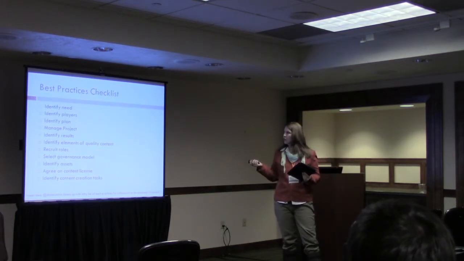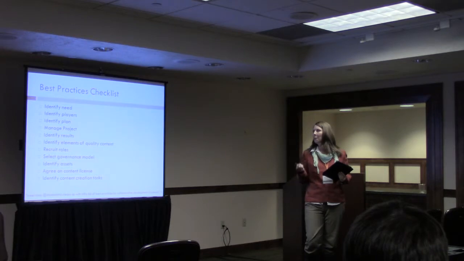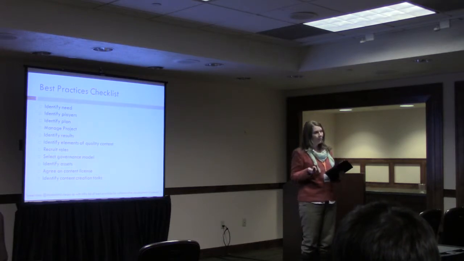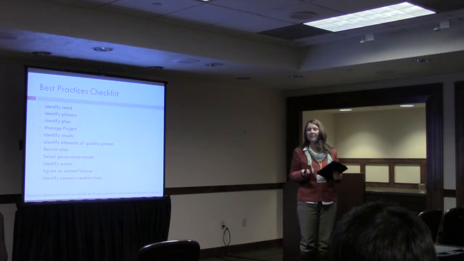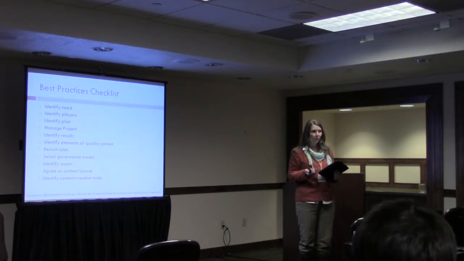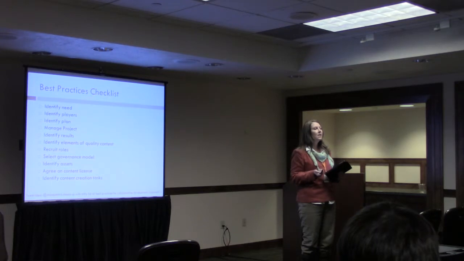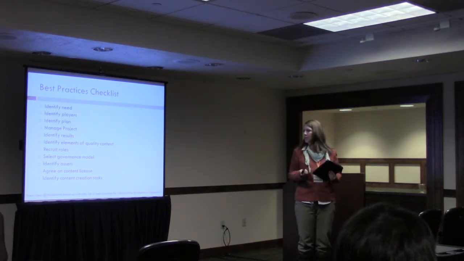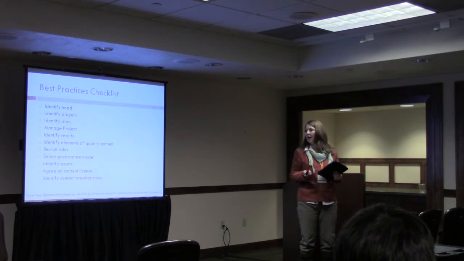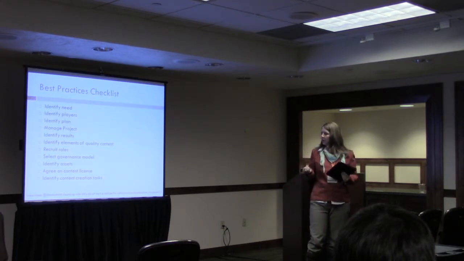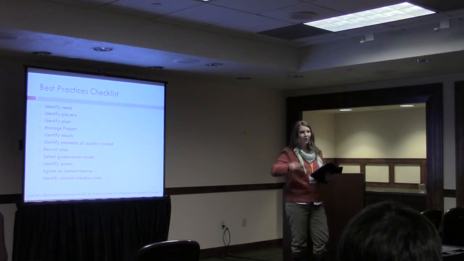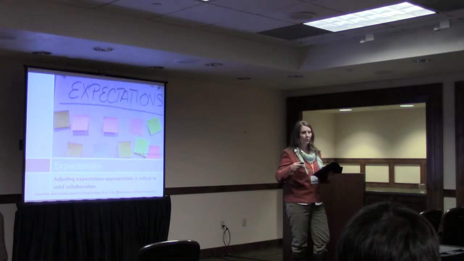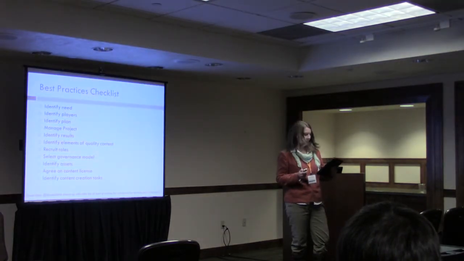There's a best practices checklist that you're going to want to take into consideration. You need to identify the need, the players, the plan, manage the project, and decide what the roles are going to be. Identify results, elements of quality content. You want to recruit for the roles that you're looking for and make sure you have the right talent in the right place to accomplish your objectives. You're going to select a governance model, identify your assets, agree on a content license, and then identify content creation tasks. So that's kind of your rubric that you can use as you go through this development phase.